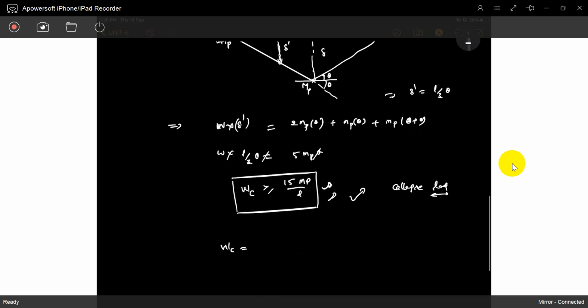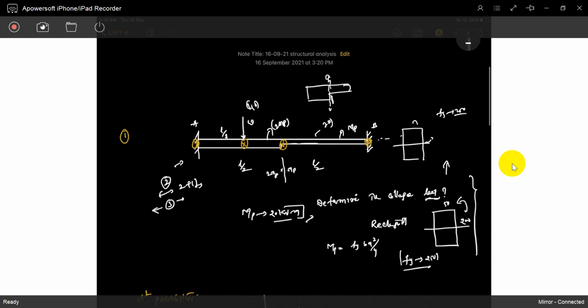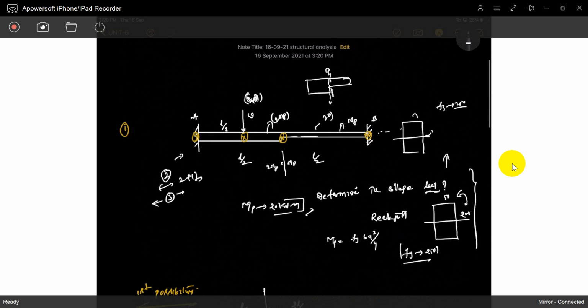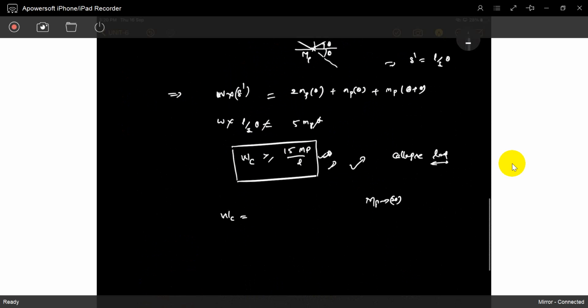Now we can conclude. I already gave Mp as 20. What is the collapse load for the system, for this beam? How much W can we allow? Only 15 Mp by L. That much you can allow. At that situation, it's a collapse.